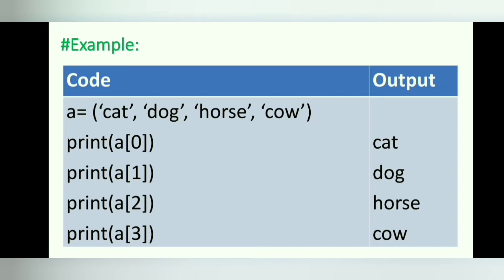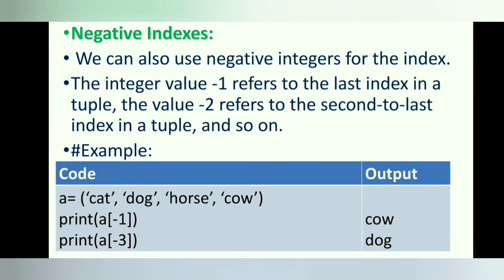Similarly, print a[1] will display the second value in the tuple, dog. Print a[2] will display the third value, horse, and print a[3] will display the last value in the tuple, cow. So we can access an individual item in the tuple by specifying its index within square brackets. Tuples support all the sequence operations we discussed for strings.